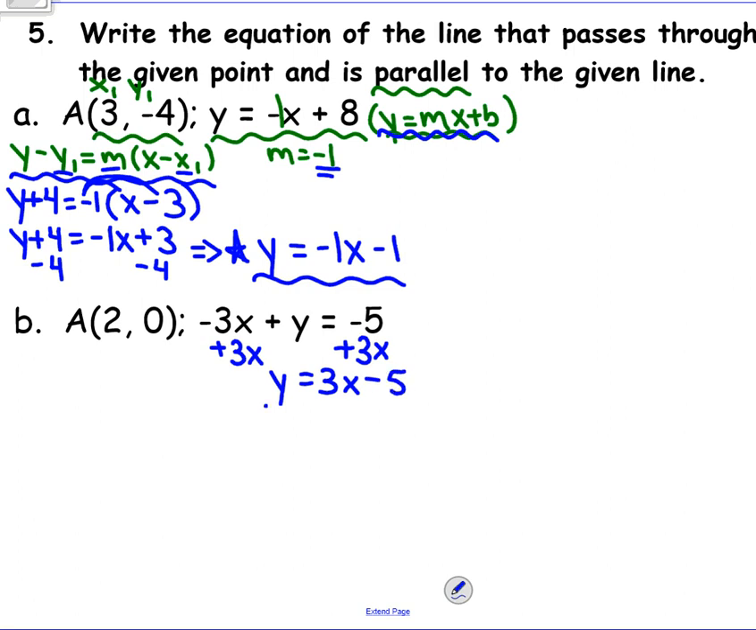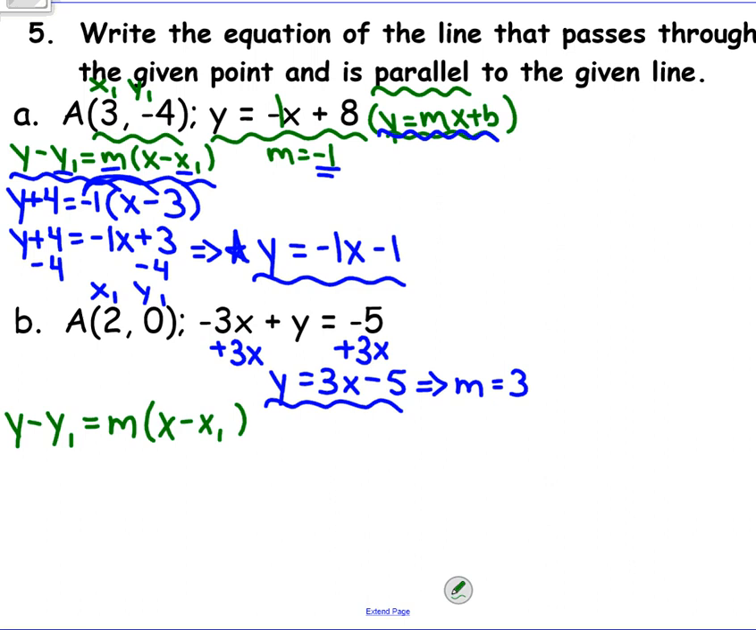Now, when the equation's in this form, I should be able to pull out what the slope is. The number in front of x should be my slope. That's the 3. I'm going to use that and my ordered pair x sub 1, y sub 1 to come up with point slope form. And then I'm going to change it into slope intercept form again. So I'm going to start with this form. That's my point slope form.